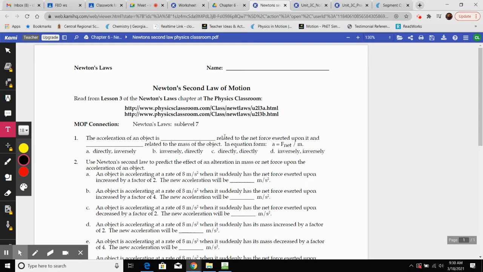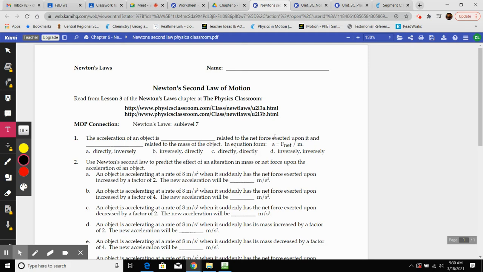So the acceleration, how is it related to net force? Do you think it's directly or inversely? Directly means if I increase one, the other increases. Inverse means if I increase one, the other decreases. So just think, if you're pushing something, net force, the harder you push, what do you think would happen to the acceleration? Right? You increase your push force. Do you think acceleration is going to increase or decrease?